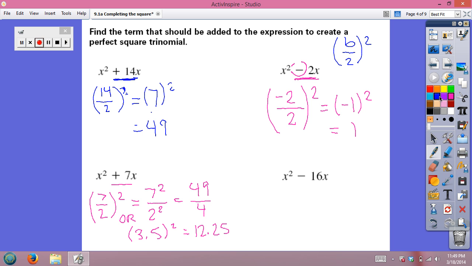And in the last example, our b value is negative 16. Again, don't forget our negative sign. So plugging it into our equation, we get negative 16 over 2 squared. Negative 16 divided by 2 is a negative 8. Don't forget your parentheses, because remember, sometimes your calculators won't take into account that a negative number times a negative number is a positive number. So negative 8 squared, we know, is 64.